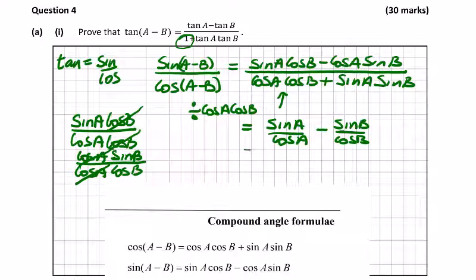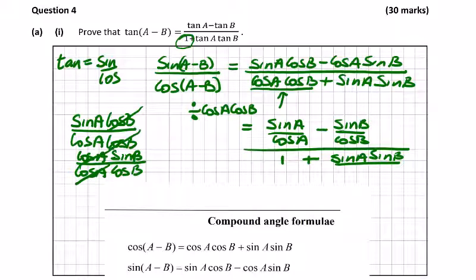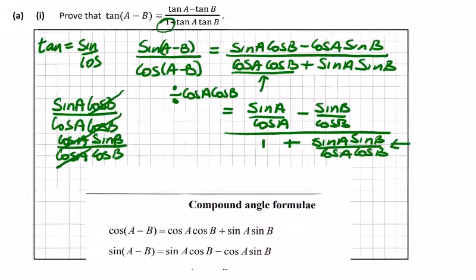And then divided by, we can bring the 1 in straight away for this guy. We're dividing that by the same thing. So that's going to be a 1. And they're going to have plus, and we can put it in here, sine A sine B divided by cos A cos B. And you can see that these two are going to give me tan A tan B. So we can tidy this up now.